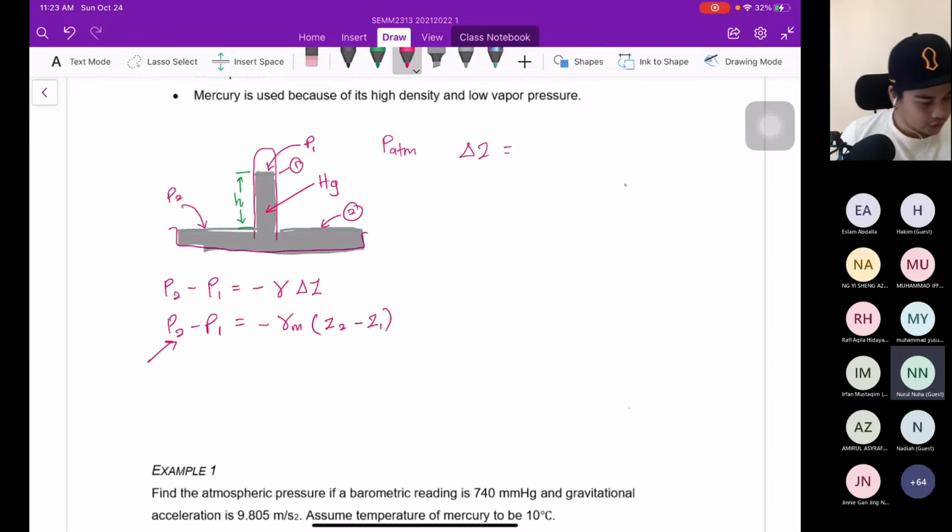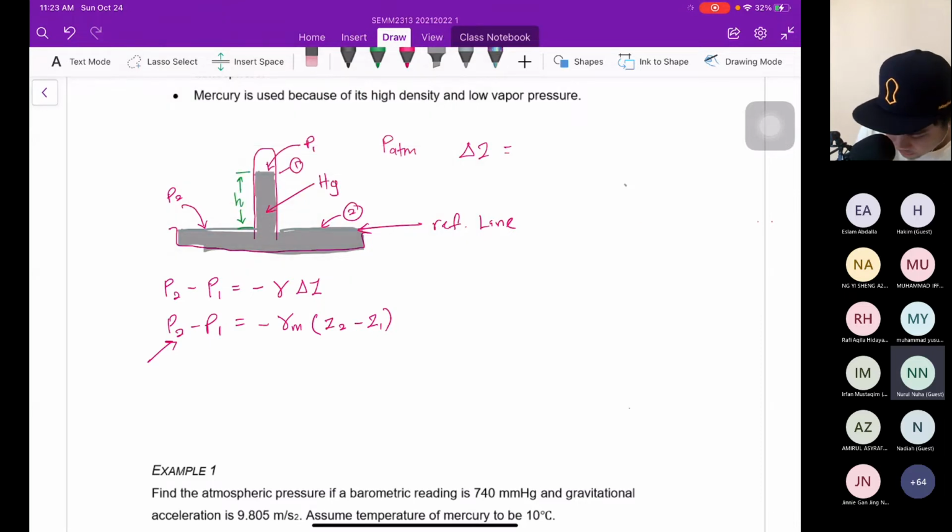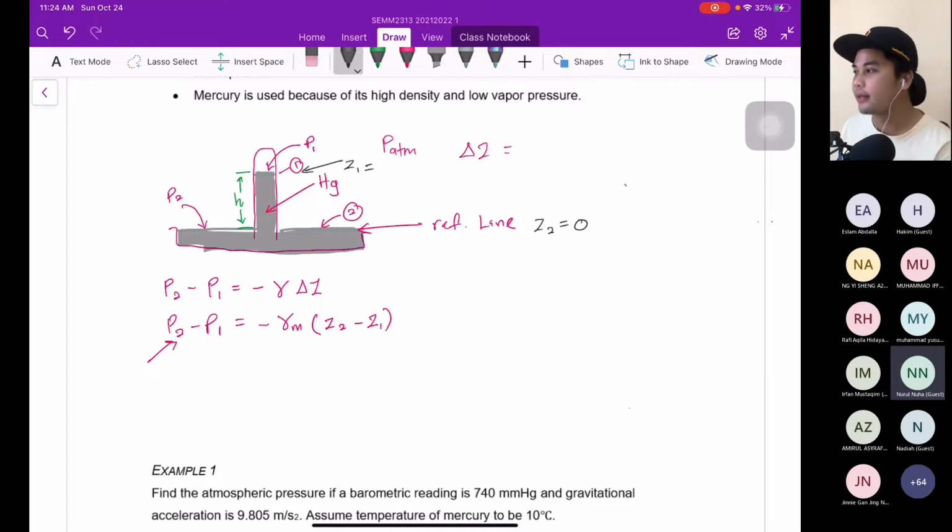Okay? So from here, let's say this is our reference point, reference line. That means Z2 is equal to, when it is our reference, what do you think of Z2? Is it equal to 0 or does it have any other value? It is equal to 0. Okay. What do you think of Z1 here? What is the value of Z1, everyone?